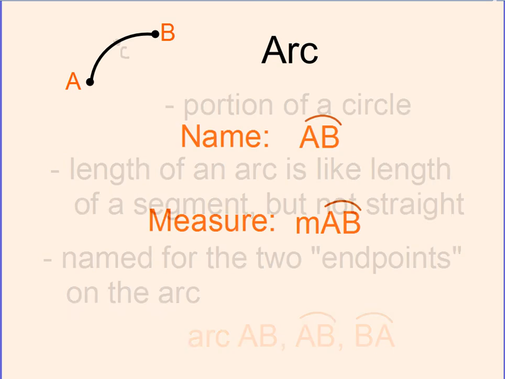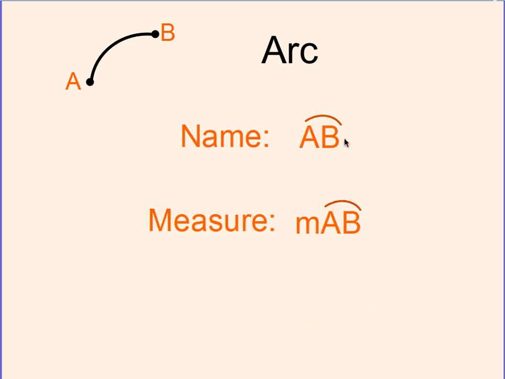And last but not least, the difference between an arc name and a measure. Just like our angles, we're going to put that little lowercase m in front of the name of the arc to indicate measure. So I could say the measure of arc AB is, say, 60 degrees.